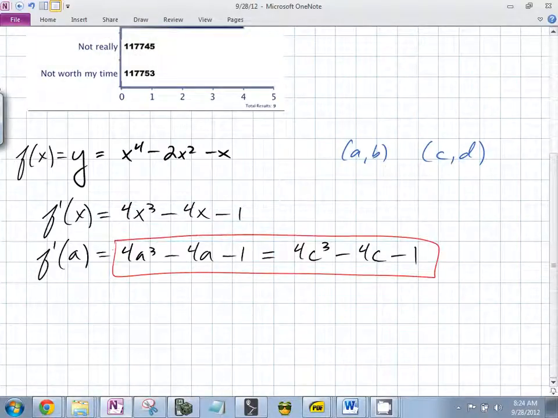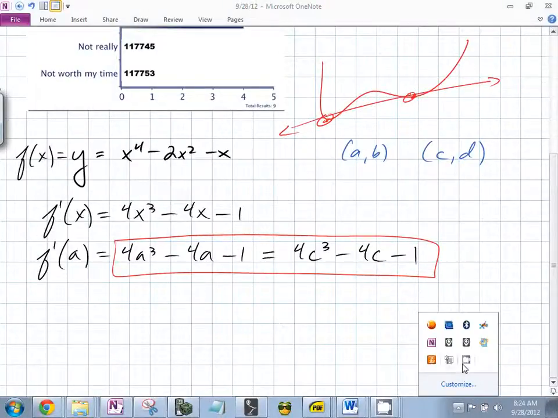Because it's the points in the tangent line. No, these are 2 different points. These are 2 different points. B could equal D, I guess, if it was a horizontal, but the point could be here and here.